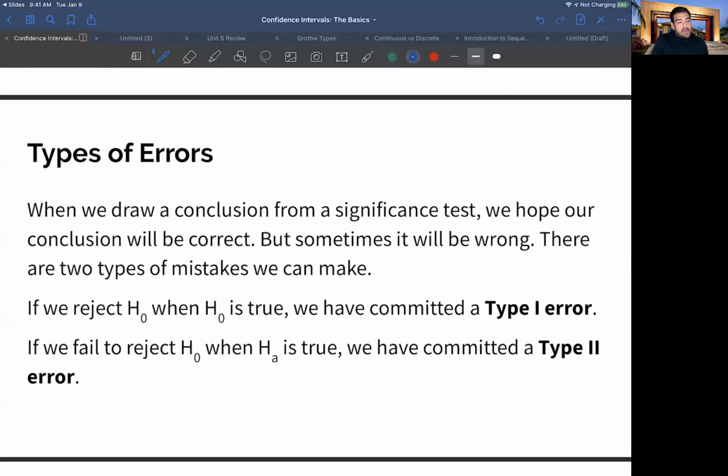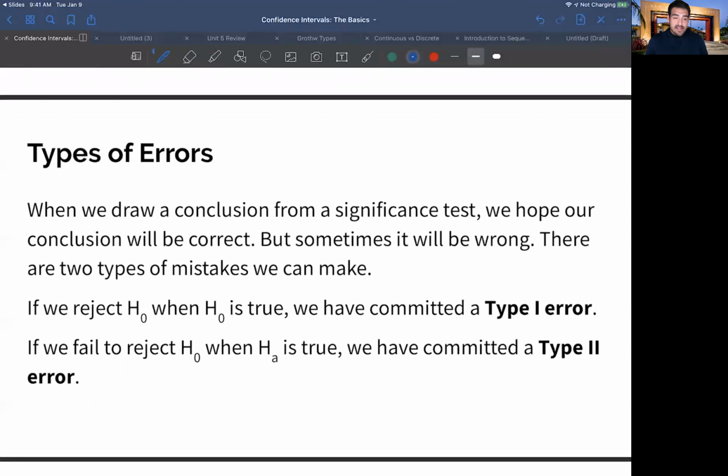So remember, we're not accepting, we're only rejecting the null or failing to reject the null, but we could technically be wrong. Remember, there are different outcomes. We could be wrong in our judgment, in our significance test, and so we're going to make an error. And there are two specific types of errors.